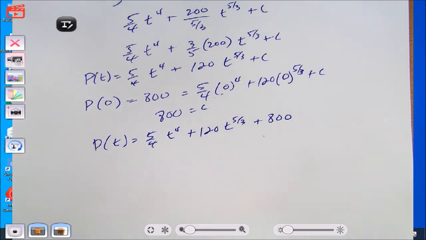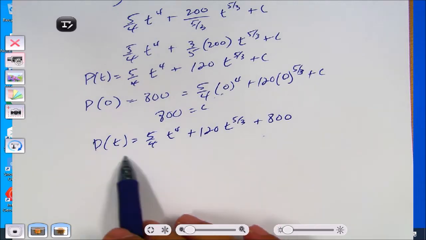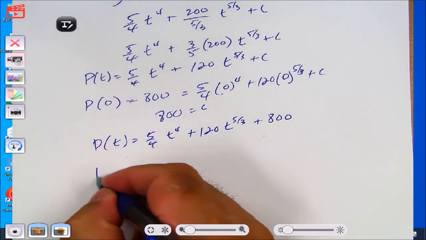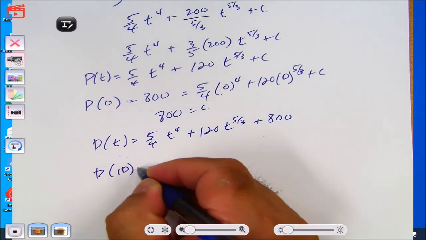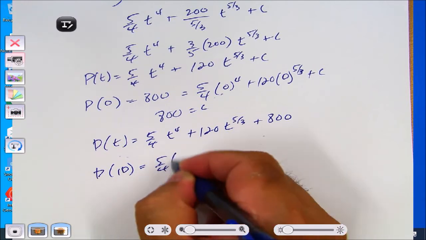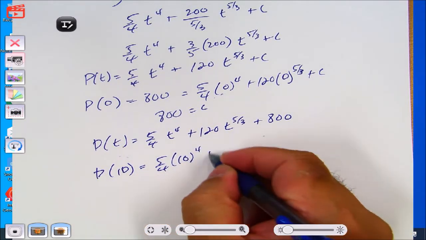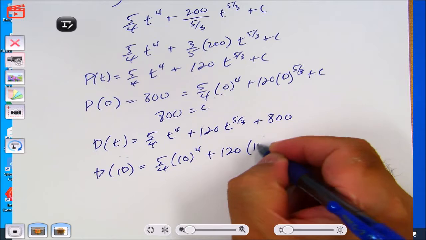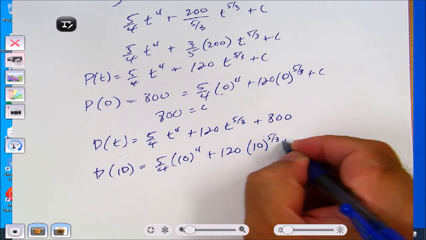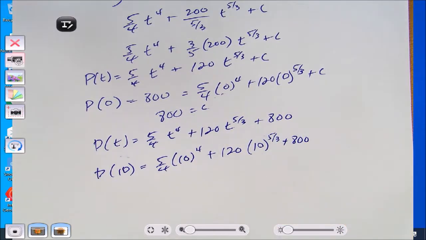All right. Use the population function to calculate the population at 10 years. So you got the population function. All you're going to do is plug in 10. This would be a calculator active question. You will not be expected to do this by hand, but chances are good you will be expected to actually get the answer. So be prepared to get the answer for this.